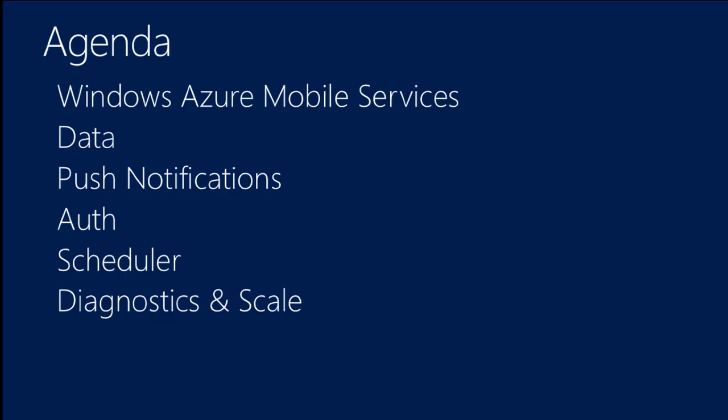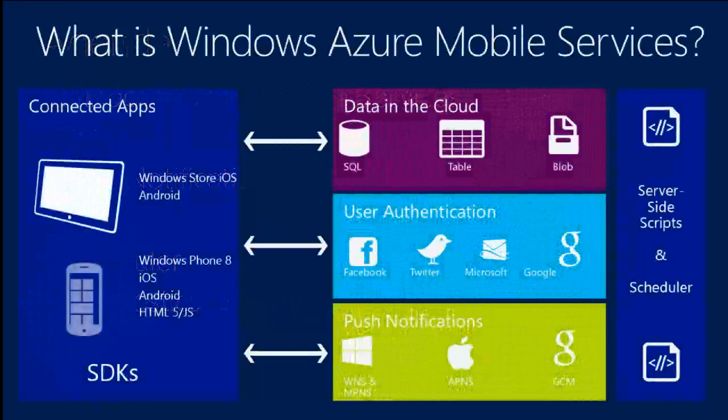So what is Windows Azure Mobile Services? Essentially it's a powerful turnkey backend solution for your mobile apps. And we provide it within Windows Azure. It's available within the Windows Azure portal. We'll be in there a lot today. Now, what it does is it provides essentially auth capabilities, structured storage, push notifications, and server-side scripting for your mobile apps.